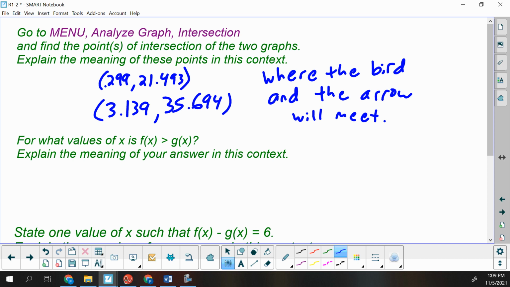Now, presumably, if the arrow is going to strike the bird at that first intersection, then maybe that bird's going to fall from the sky there. But based on our paths, that's what that's representing.